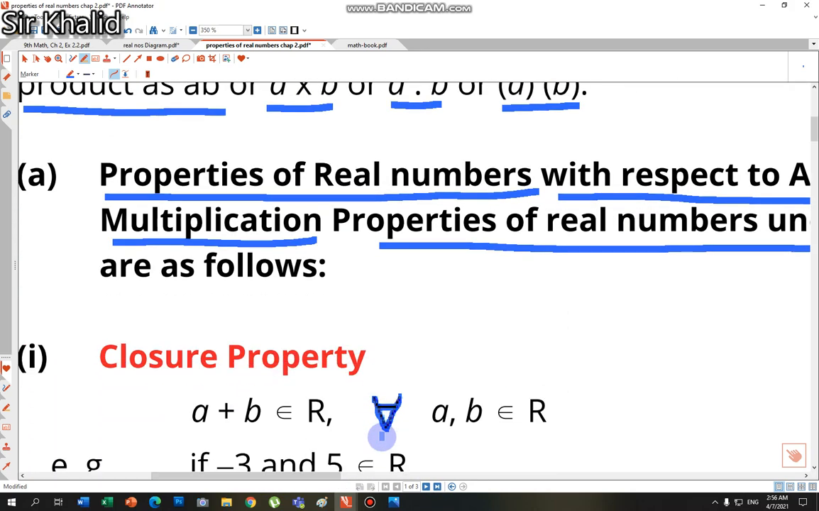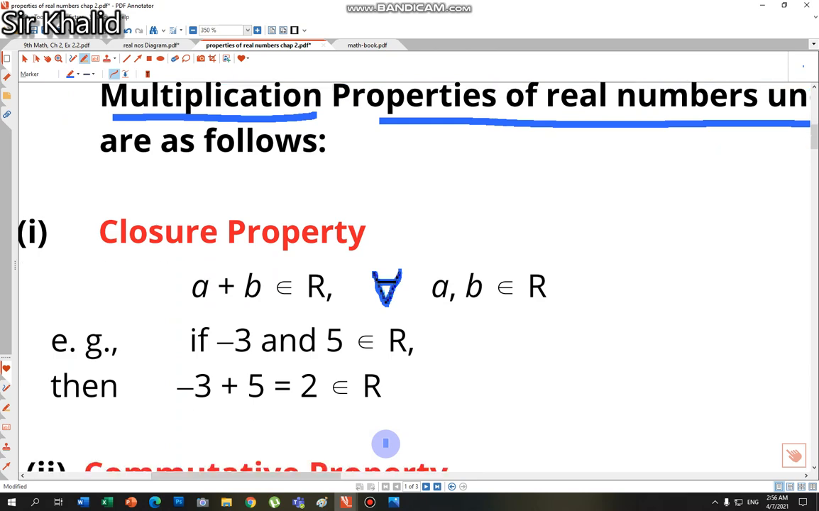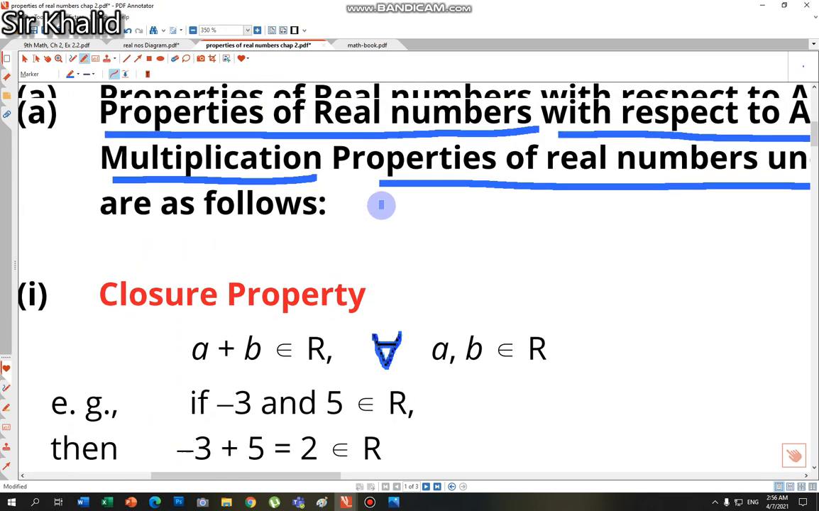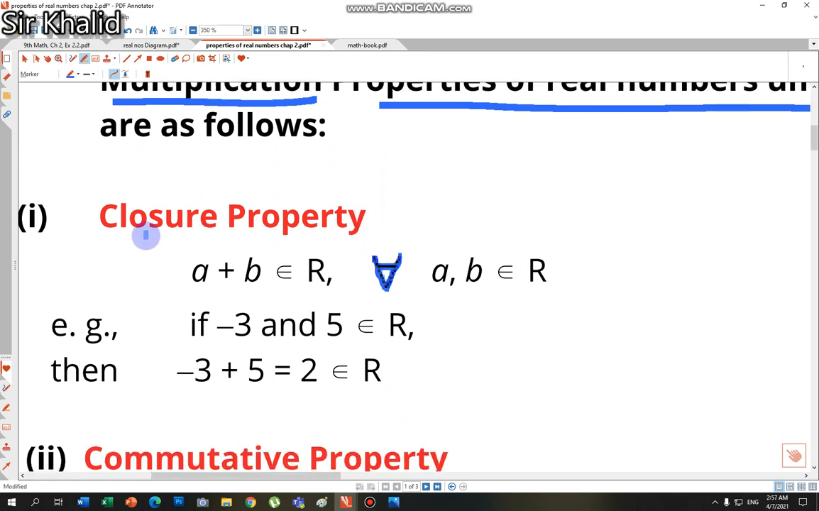Number one, a very important property, is the closure property. Once you understand the theme for these properties, you will easily handle them. Suppose there are two real numbers a and b. If I add a plus b, then the resultant number will again belong to R. This means that the real numbers stay within the real numbers. This property is called the closure property.